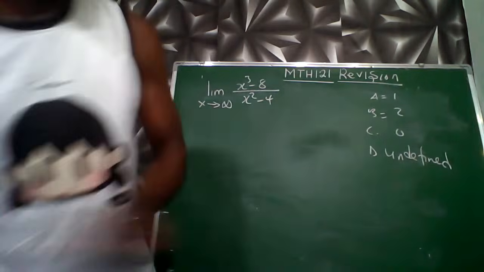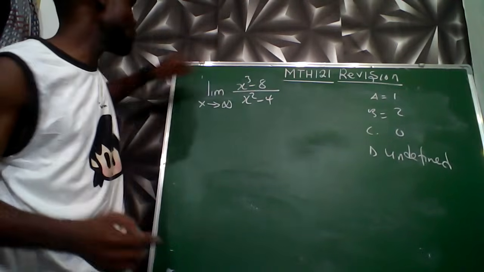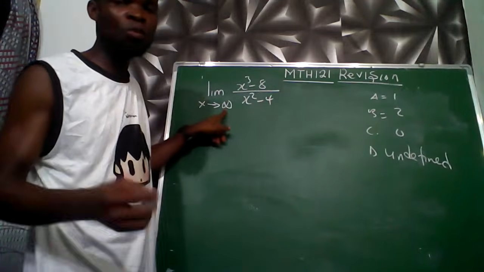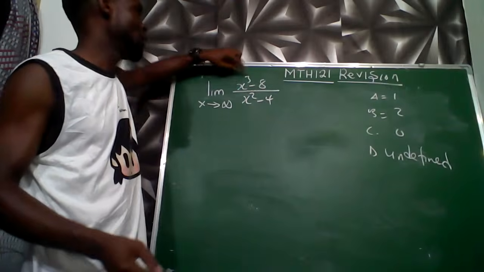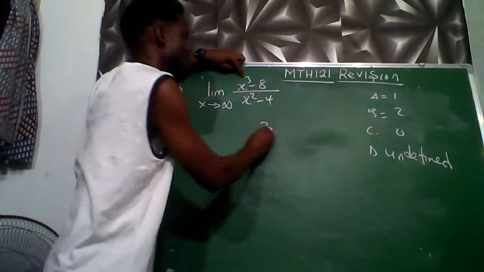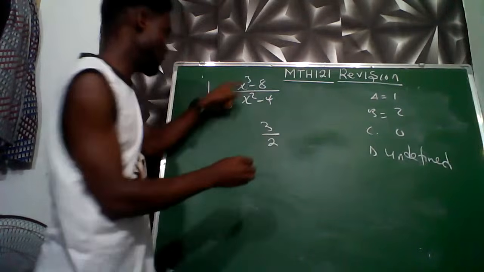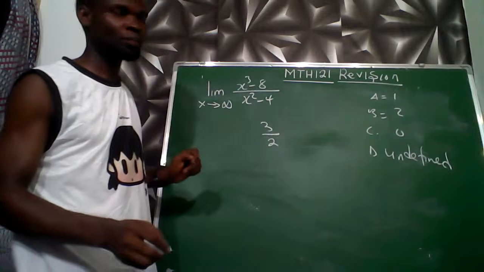Now, these are the options. How do we solve this? Like I said, when you want to evaluate the limit as x tends to infinity of a function, all you have to do is look at the powers of the variable. The highest degree of the variable is 3, all over the highest degree at the denominator, which is 2. So that is 3/2, which is an improper fraction.